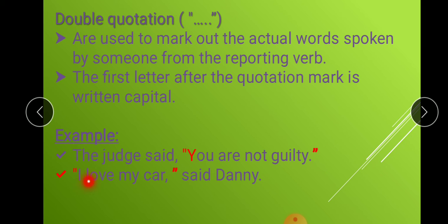Next example: "I love my car," said Danny. Now the words can be written before or after also. So here, what is said by Danny? I love my car. Now what he has said will be written in the quotation marks.